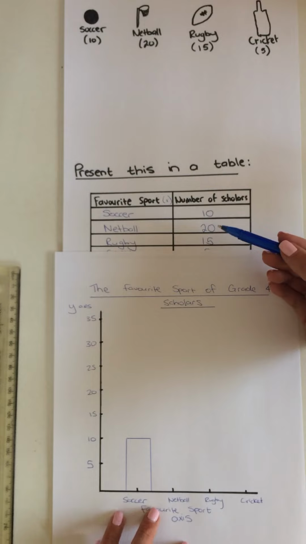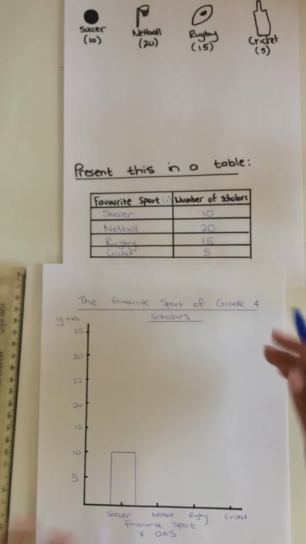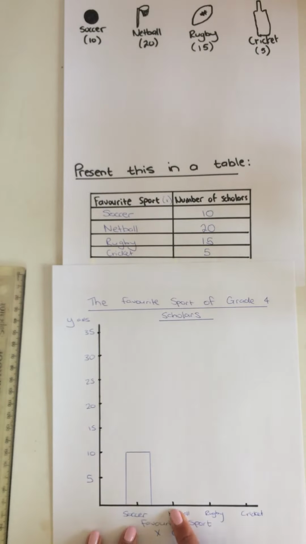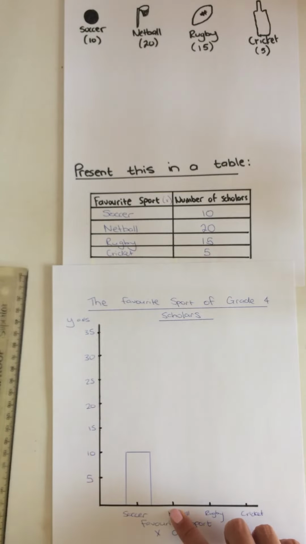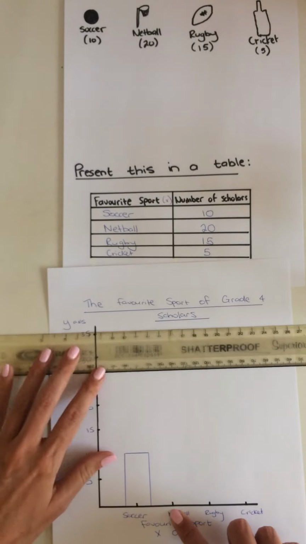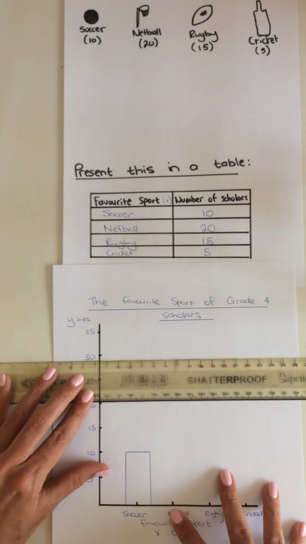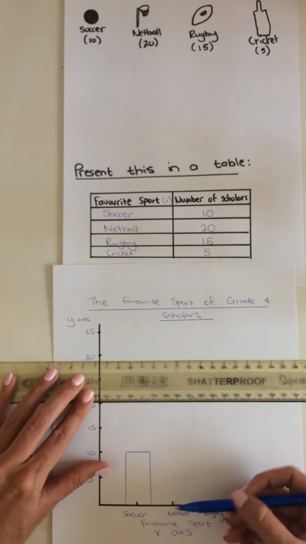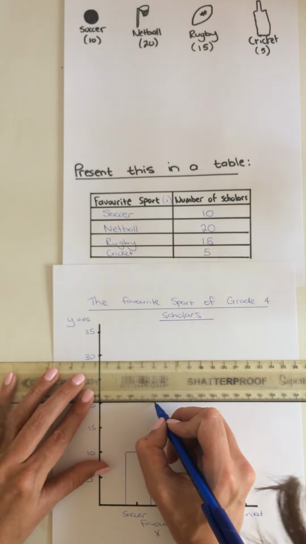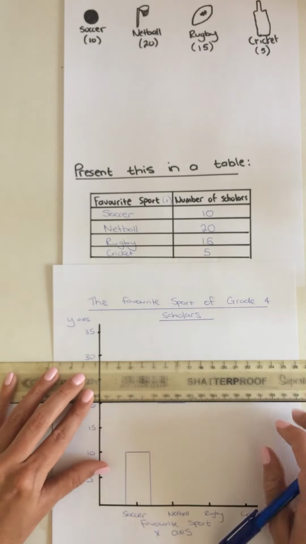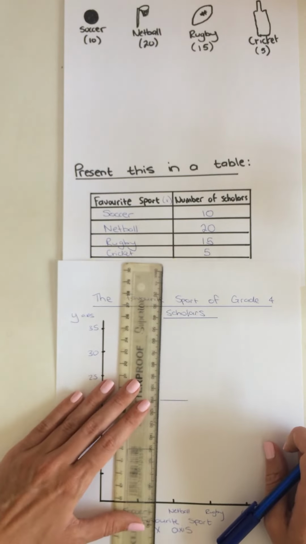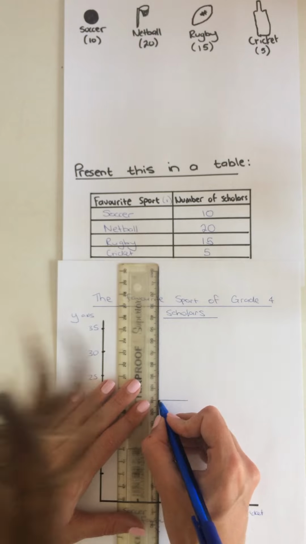The next bit of data we have is netball is 20. So I'm going to go to netball here, and I'm going to go to 20, and using my ruler, I'm going to draw a nice straight and neat line, netball 20. Okay, now I've got it neatly and tidily so I can draw my bars.